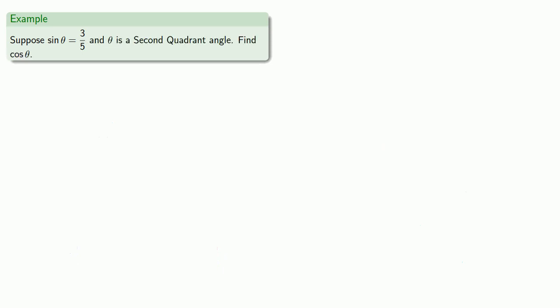Well, okay, suppose we do know more about theta. For example, suppose sine of theta is 3/5 and theta is a second quadrant angle. Let's find the cosine of theta. So we'll start by drawing a unit circle centered at the origin with an angle theta in the second quadrant.